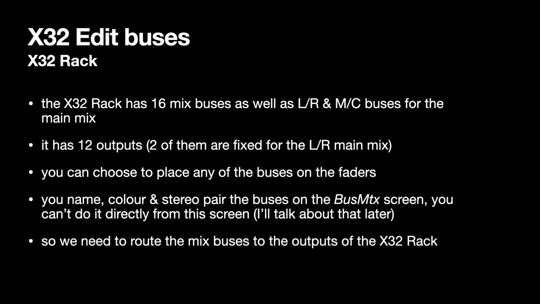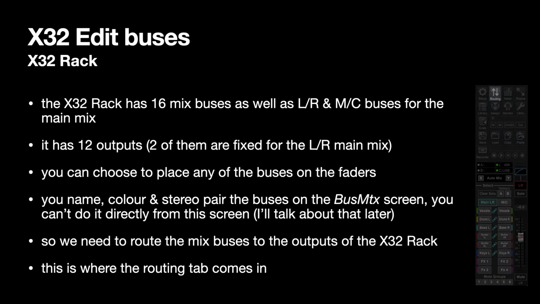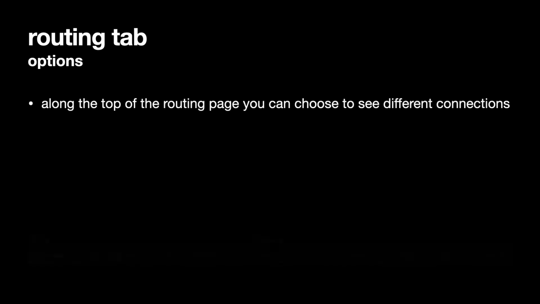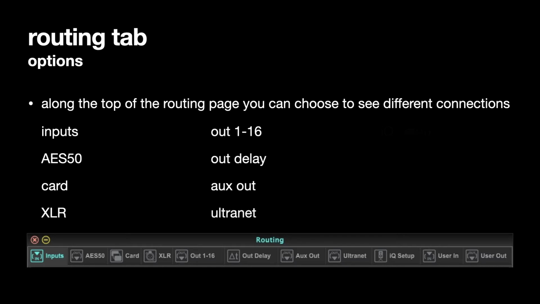We need to route the mix buses to the outputs of the X32 Rack. This is where the routing tab comes in, and we can find the routing tab just at the very top on the right of the page. You'll see the routing tab there. Okay, so if we go to the routing tab and press that, then you'll see a lot of different connections that you can route to. So you can route to the inputs, so the XLR inputs on the back of the desk don't have to go to the channels, they could go to somewhere else. So if you want to route the inputs to the channels, you have to choose that.